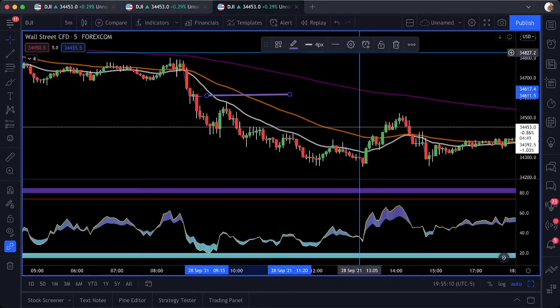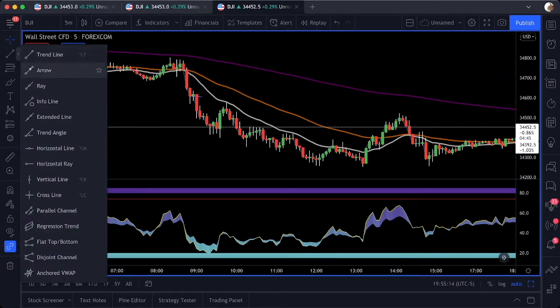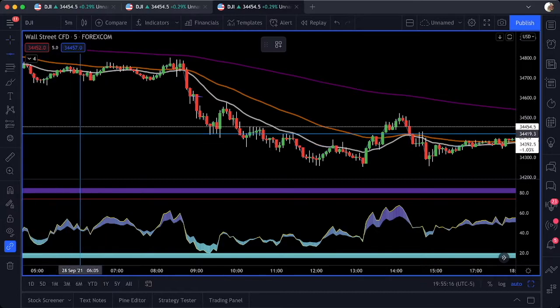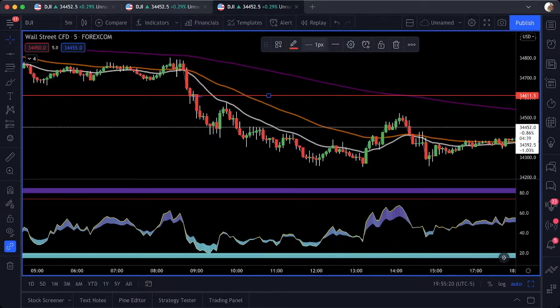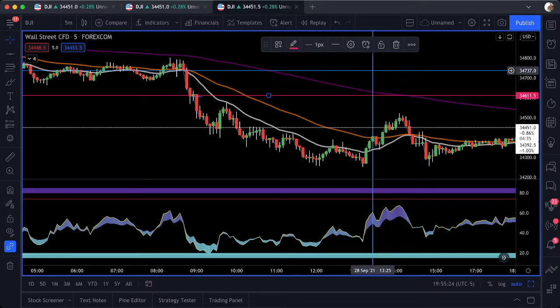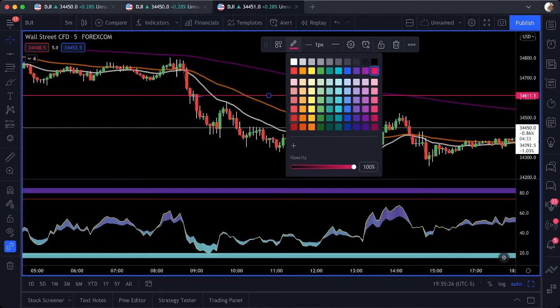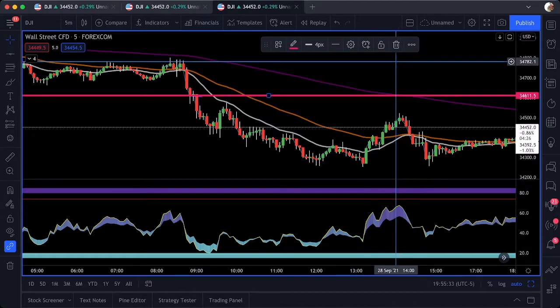Gosh. Golly. Okay. My horizontal line. I forgot I reset my chart earlier. Aha! And let's make it a nice hot pink. Or not. There we go. Now we can see it.